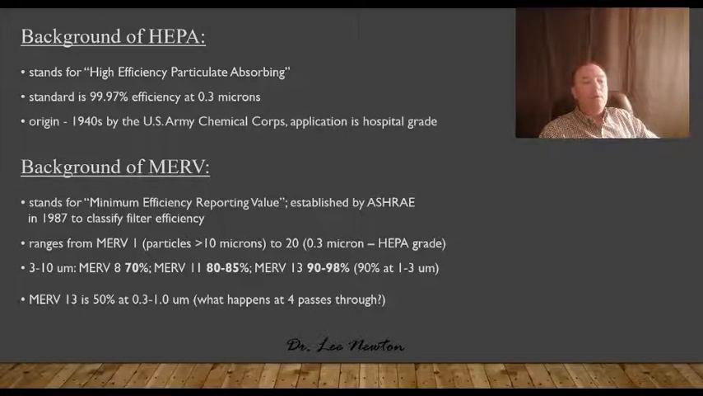Now MERV 13 is also 50% efficient. That doesn't sound very good, but hear me out. 50% efficient at 0.3 to 1.0 microns, that HEPA level. So you think, well, gee, 50% isn't very good, but if the air cycles through 4 times, now you're up in the 90%, because the first pass you get 50, second pass you get 50% of the remaining 50, which is 75, and so forth and so on.